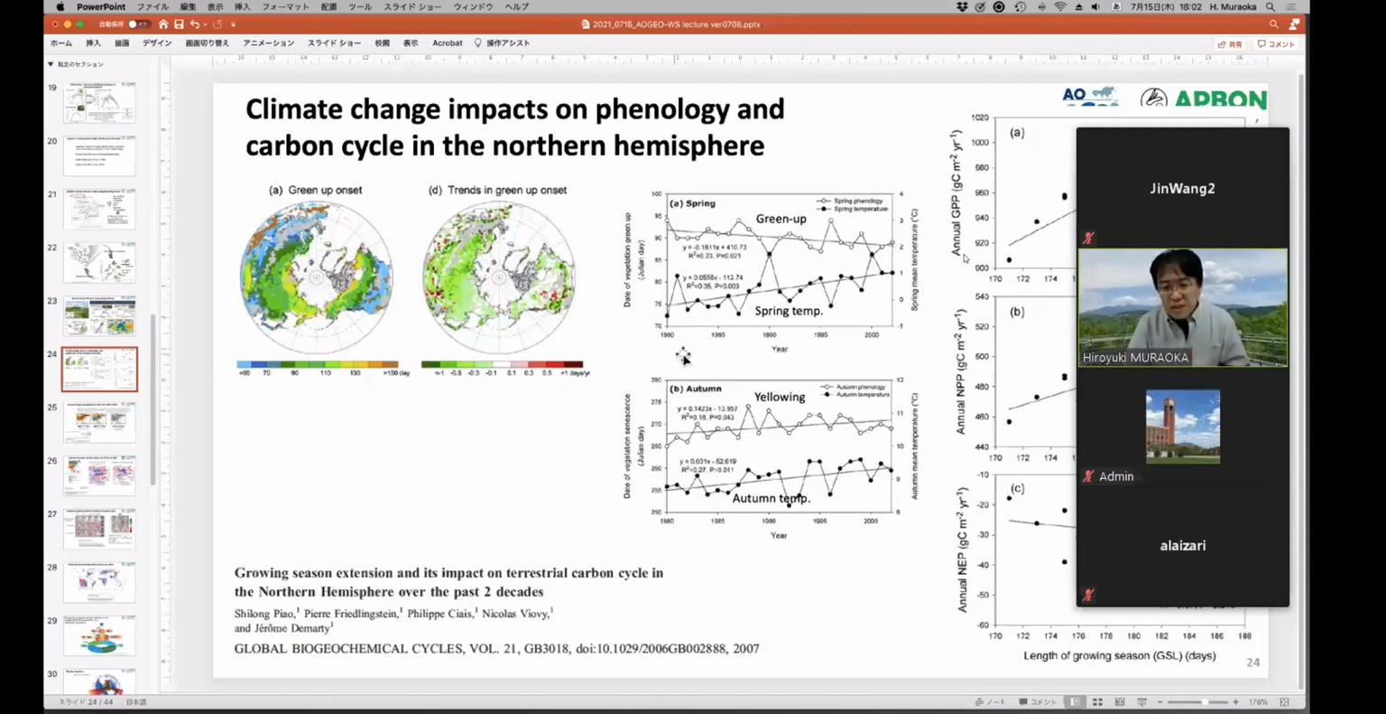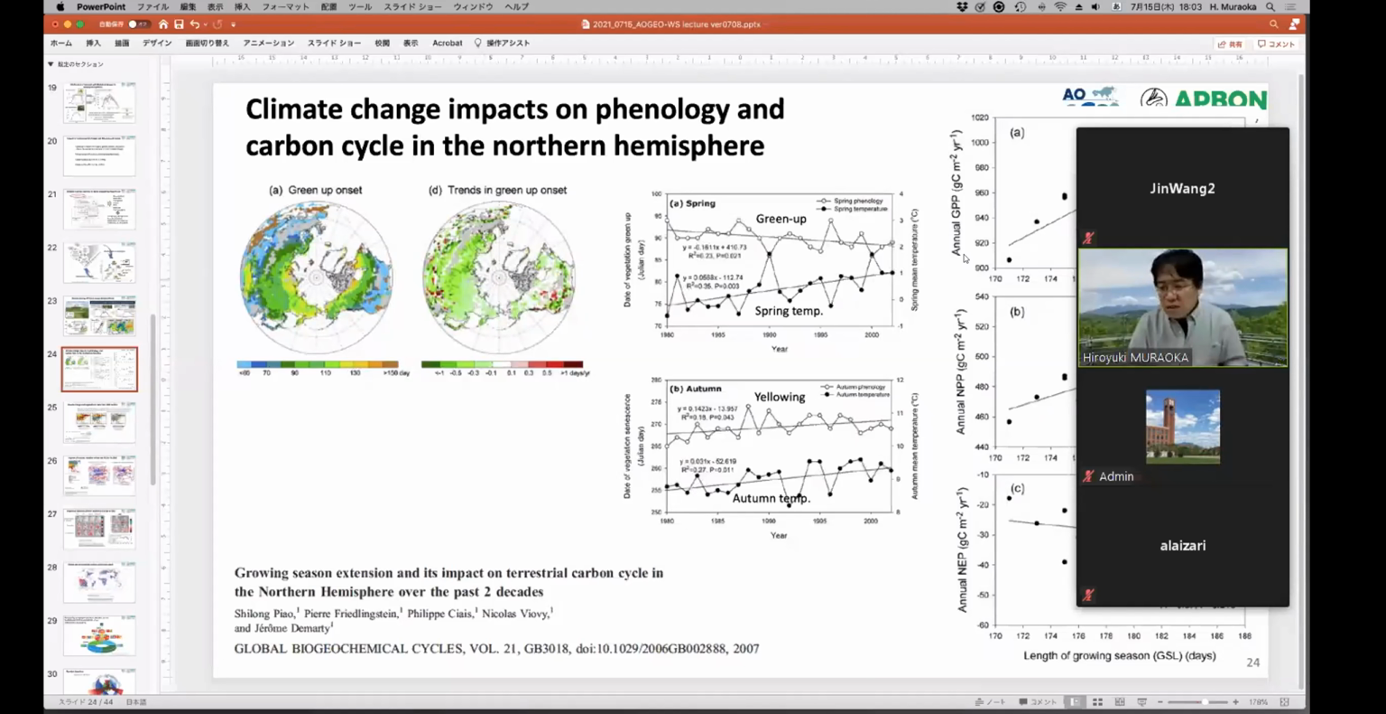Based on their studies for more than 20 years, they found that in the springtime in the northern hemisphere, the spring temperature is rising. In response to that, the green-up dates are getting advanced, because warmer temperature advances the leaf growth of the plants. Then what happens in autumn? Of course, the autumn temperature is rising, and then leaf yellowing or leaf coloring dates are delayed. This means that warmer temperature allows the trees to hold their leaves much longer. These are the trends in the last 20 or 30 years in the northern hemisphere.